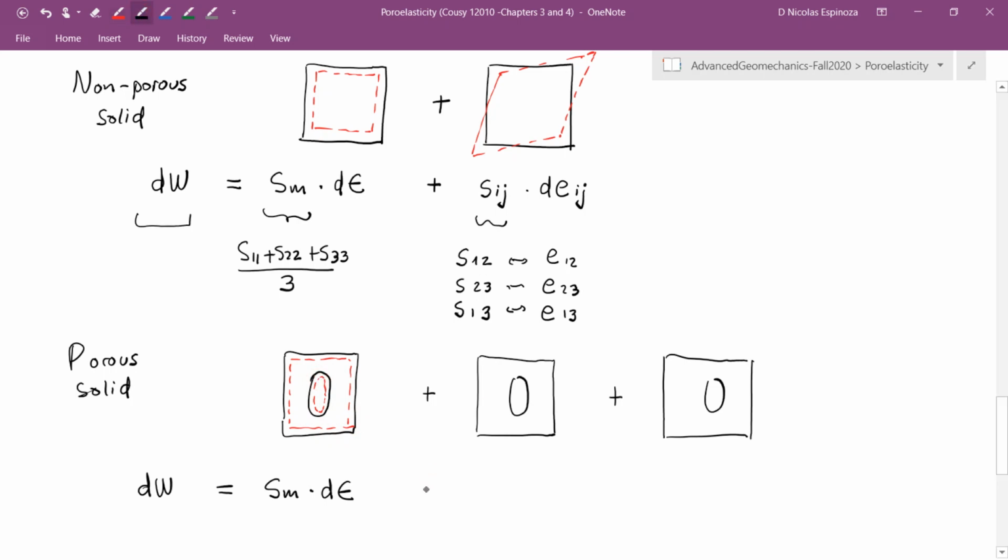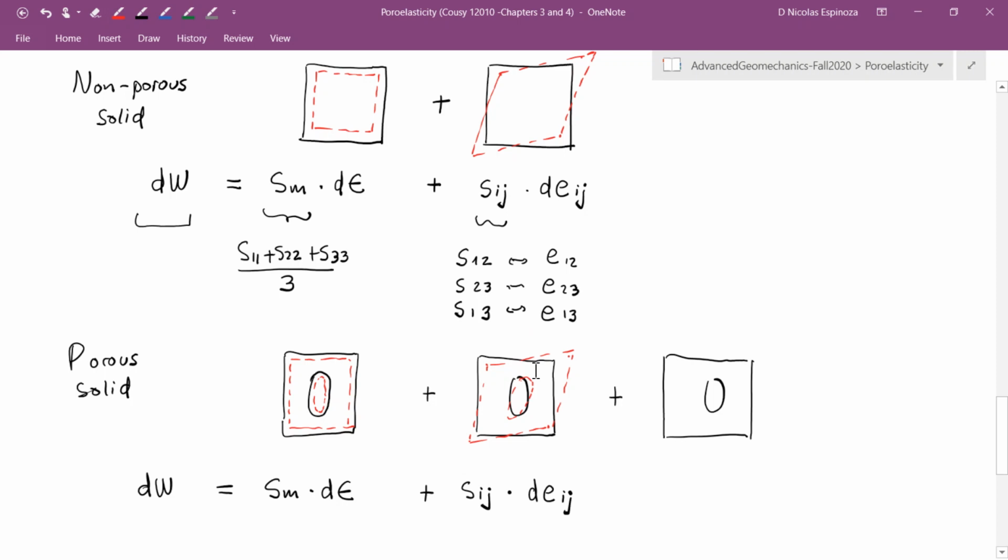Next term, similar to before, here I'm going to have the shear stresses times the shear strains, and this is going to be very similar to what I had before. And if I apply a shear, this is going to make the solid distort, and probably the pores to distort too. But do you think the shear is going to change the volume of the pores, shear by itself? The answer is no, and we'll see that also later on how that impacts on our equations.